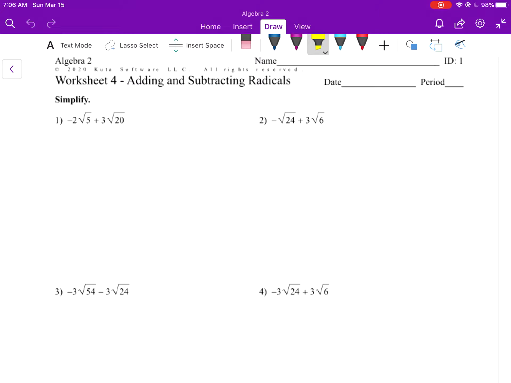All right, our last worksheet has to do with adding and subtracting radicals. The idea between adding and subtracting radicals is the same as when we add or subtract variables, in that we can only add or subtract if they're like terms. So 3x plus 7x, we can add to become 10x. However, 3x squared plus 7x, we cannot add because they're not like terms.